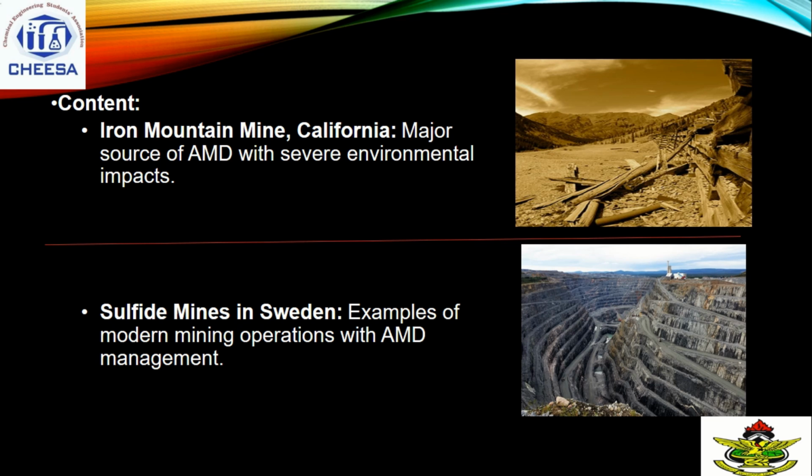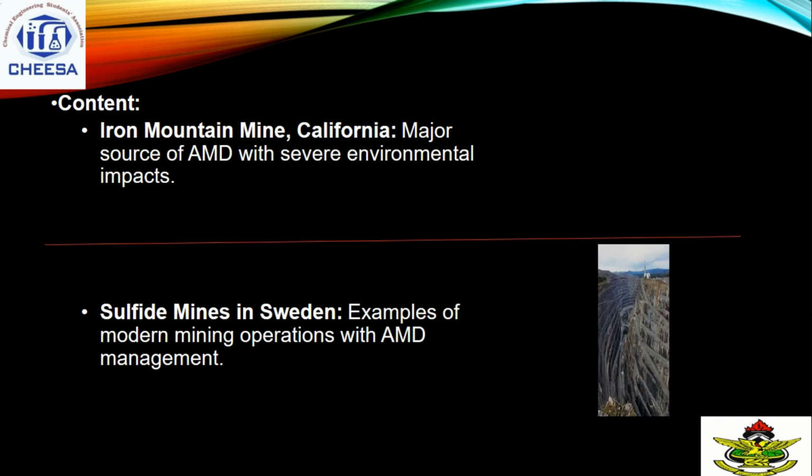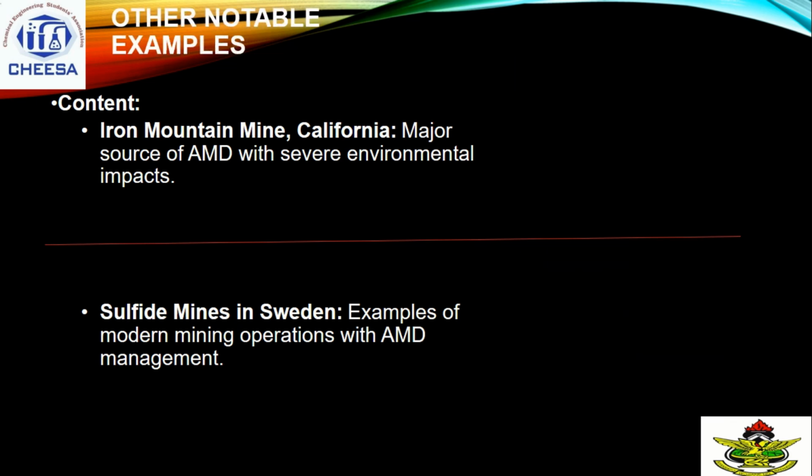Now, the Iron Mountain Mine, California, is a major source of AMD with severe environmental impact. We also have sulfide mines in Sweden, examples of modern mine operation with AMD management. We have the pictures beside it, for a better vision and a clear understanding of what we are talking about. We have other notable examples, as I mentioned.